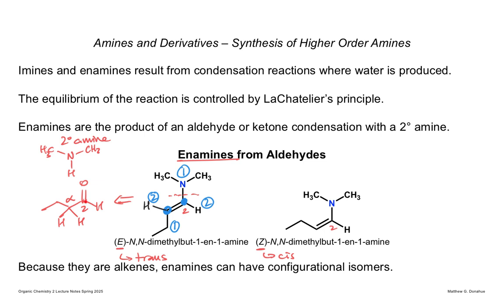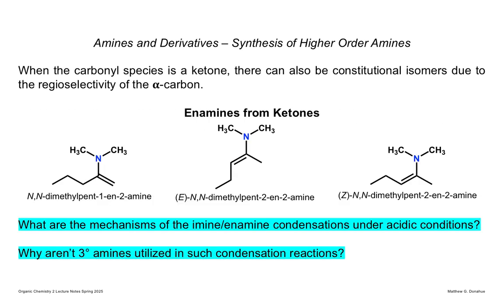Notice with our aldehyde here, you have that hydrogen and that carbon. So there's only one alpha carbon. So that was with an aldehyde. Notice now what gets tough about it is when you have a ketone, you have two alpha carbons and they can be different. So that's why we get this mixture of different alkenes.